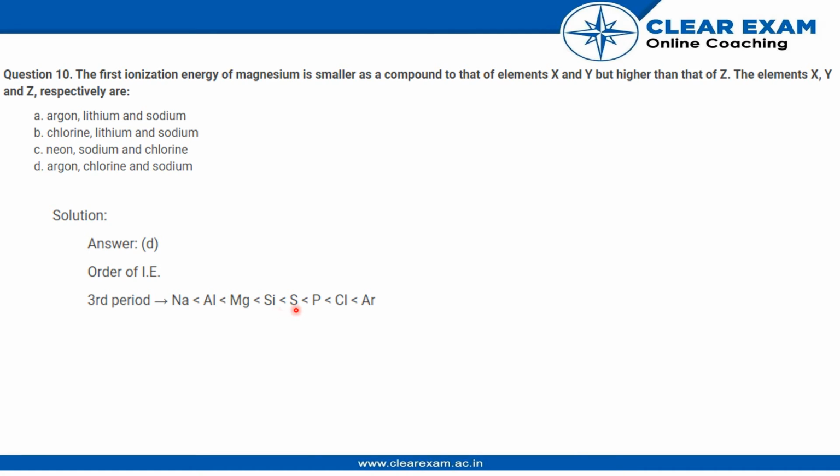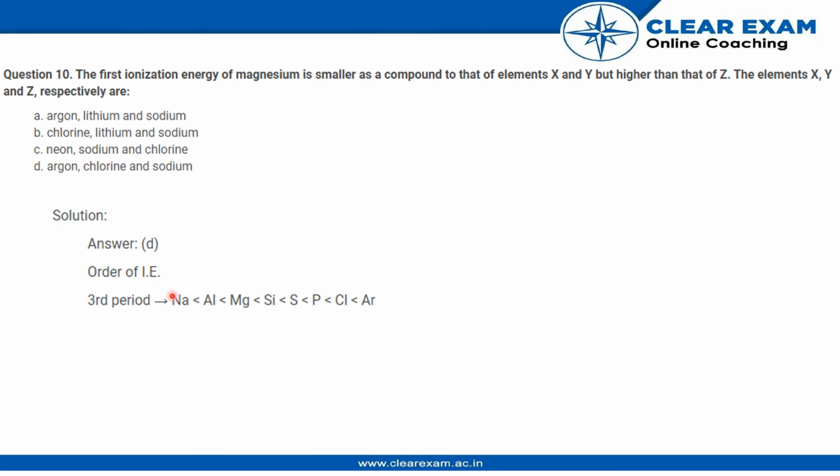Now phosphorus and sulfur, they both swap their position over here. So we have sulfur, then phosphorus, then chlorine and then argon. So the question says the first ionization energy of magnesium is smaller than that of elements X and Y. Magnesium is smaller than that of elements silicon, sulfur, phosphorus, chlorine and argon, but higher than that of Z.